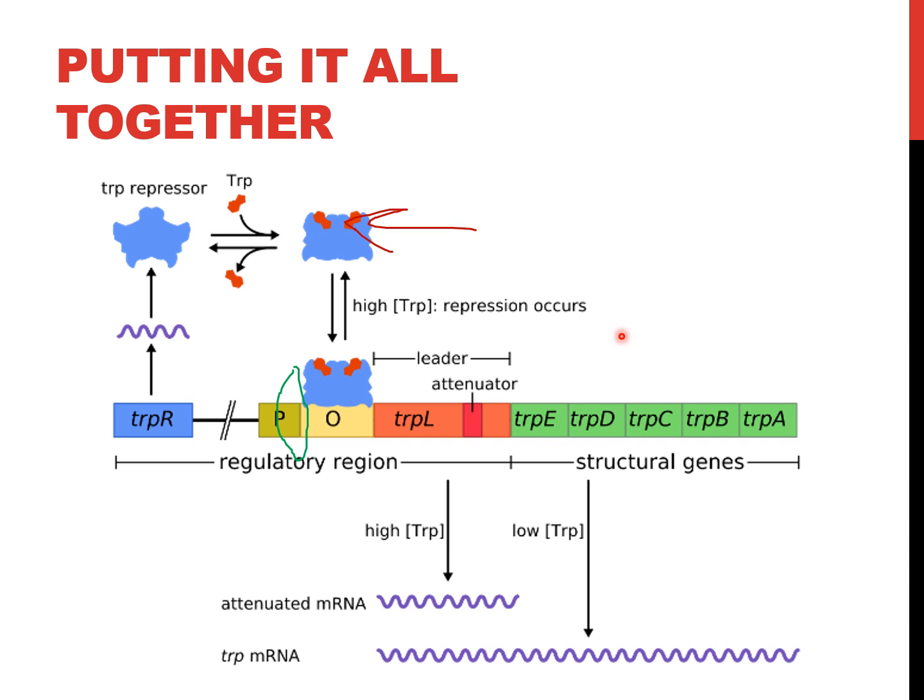And that's about it for the TRP Operon via repression. Okay? In the next class, we're going to look at TRP Operon via attenuation, which uses the TRPL or leader region here, as well as the attenuator region. It's a little bit different.